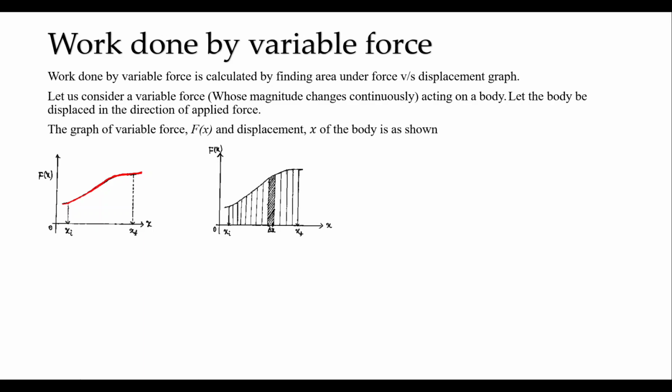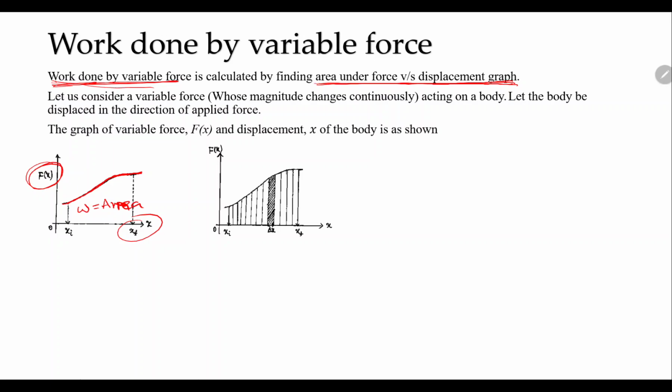Okay, how to find the work done? One thing to remember, for 1 mark it is very important. Work done by variable force is calculated by finding the area under the force versus displacement graph. This was asked many times in previous year question papers, or they can directly ask you, what does the area under the force versus displacement graph give you? It is nothing but work done. So we just need to find the area under this graph. Area under this force versus displacement graph gives you work done.